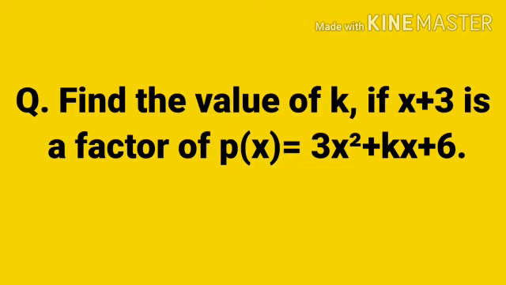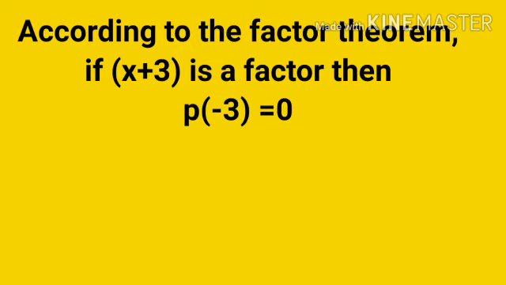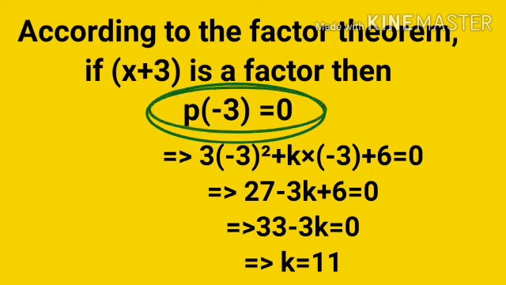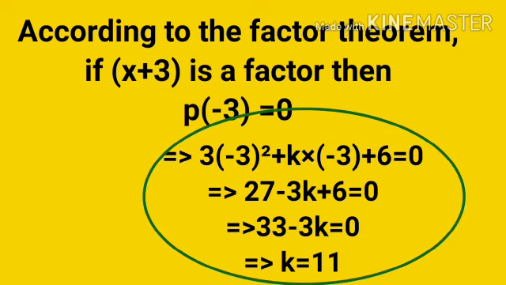Now let us solve another question for better understanding of the factor theorem. Find the value of k if x plus 3 is a factor of the polynomial 3x squared plus kx plus 6. Dear students, according to the factor theorem, if x plus 3 is a factor, then p(minus 3) will be 0. It means if we put minus 3 in place of x, we get 0. And as you can see on the screen, when we proceed stepwise, we get the value of k as 11.